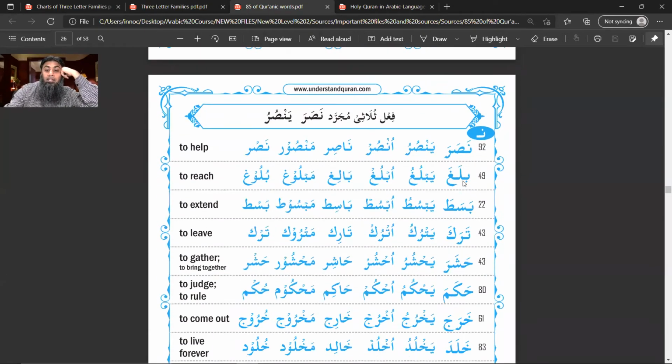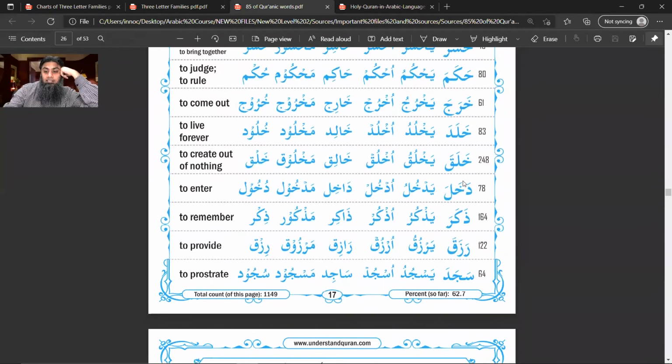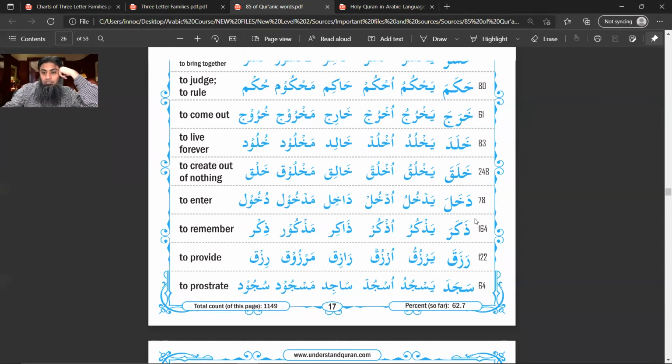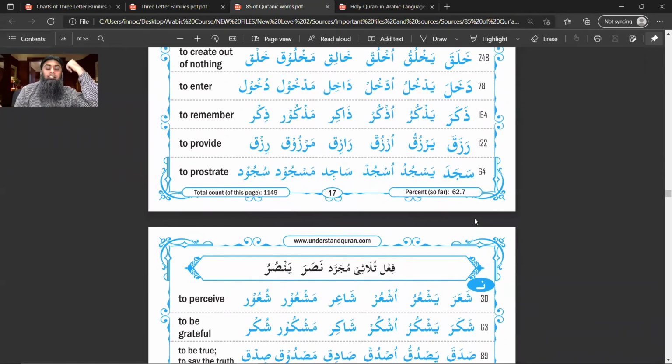Likewise, go to second family and target those 3 words which are more frequent. As you can see, most frequent is Halaka, and then number 2 is Zakara, and then number 3 I think is Razaka. So likewise, in third family, in this way, they may be like 15 or 20 words, but those 15 or 20 words, they will be coming in the Quran thousands of times. Why? Because as you can see the frequency of them coming in the Quran.